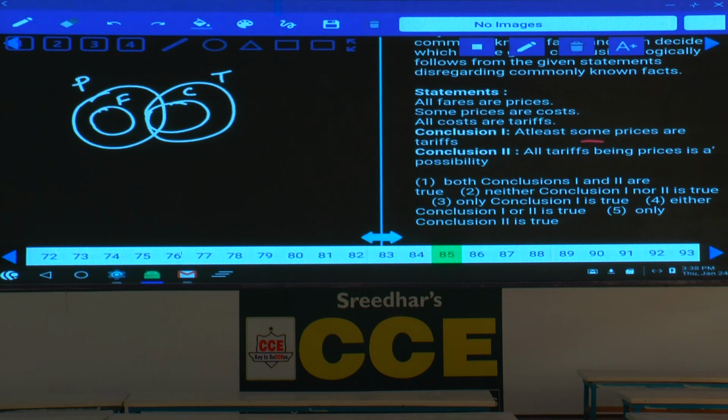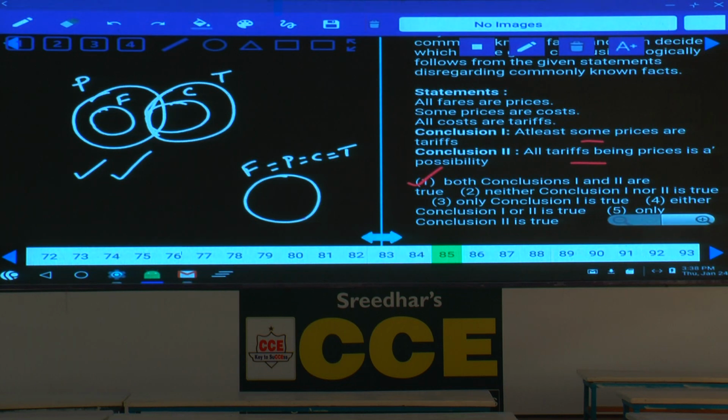Then first conclusion, some prices are tariff. Price is here, tariff is here, that is definitely true, some prices are tariffs. Second one, all tariffs are prices is a possibility. All the statements are affirmative. As all the statements are affirmative, for a possible conclusion, we can draw like this. Fare equals to price equals to cost equals to tariff. Hence all these are possible. Both conclusions 1 and 2, that is choice 1. For a possibility, the statements are affirmative, we can draw a universal diagram, that is a single diagram. 85, choice 1 is the answer. Now this is about question numbers 81 to 85, syllogisms.